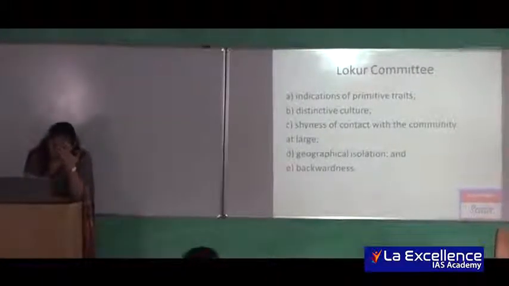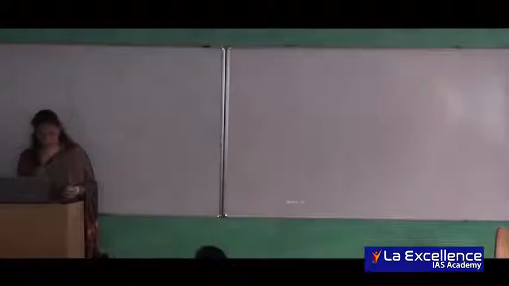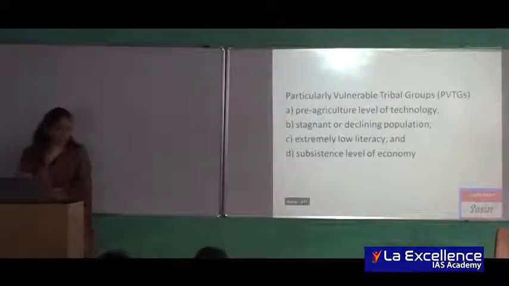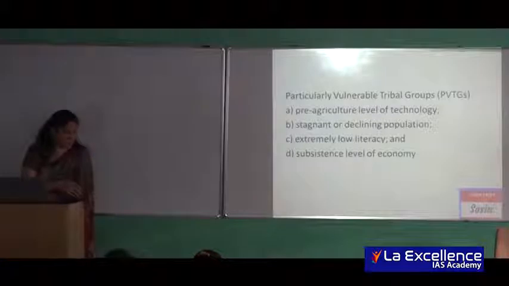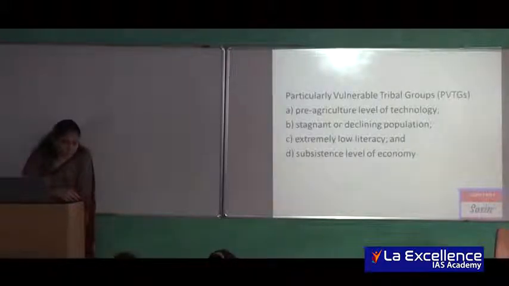Parallelly, you also try taking the characteristics of primitive tribal groups, then we will go into statistics, numbers, etc. PTGs, primitive tribal groups, now they are called particularly vulnerable tribal groups. Pre-agricultural level of technology, declining population, extremely low literacy, subsistence level of economy. These are the 4 clauses. At many places they should be internalized. You should not blink before dumping them on the paper.